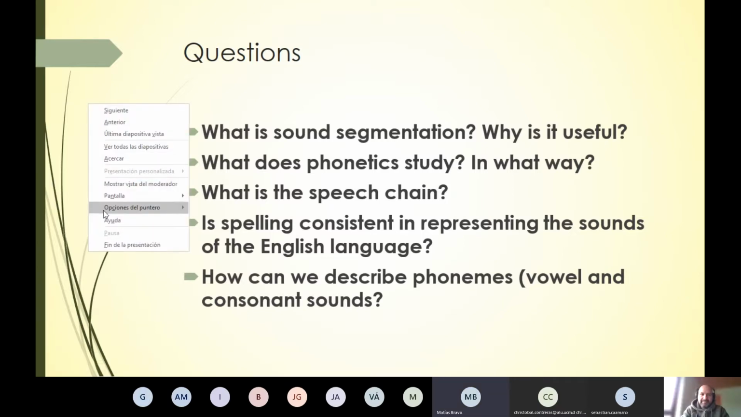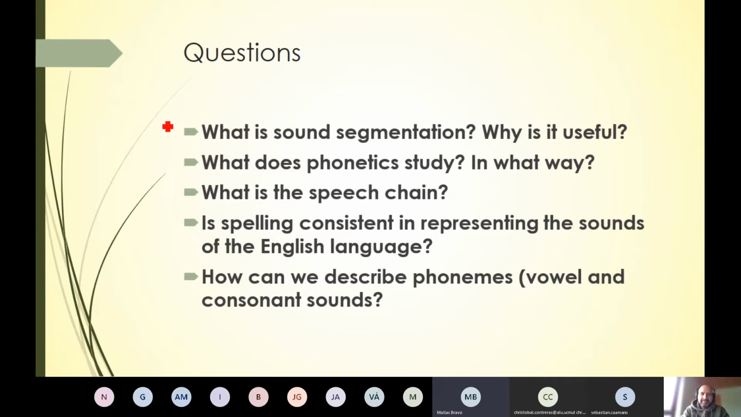Questions. What is sound segmentation? Why is it useful? What does phonetics study? In what way? What is the speech chain? Is spelling consistent in representing the sound of the English language? How can we describe phonemes, vowel and consonant sounds?